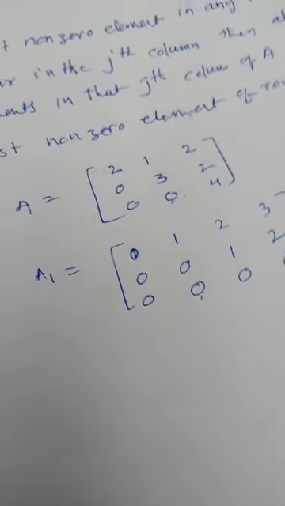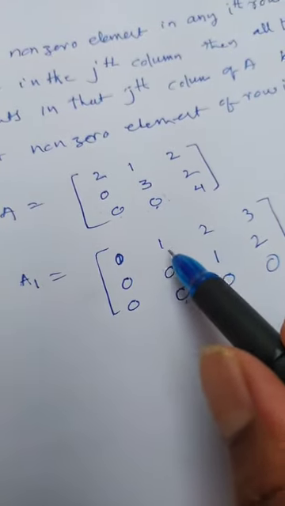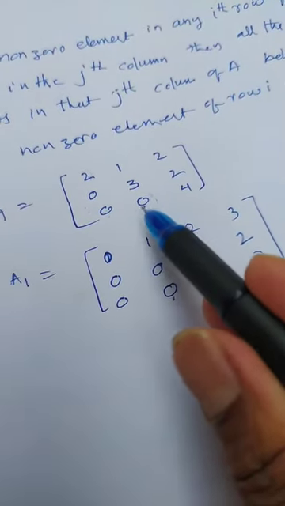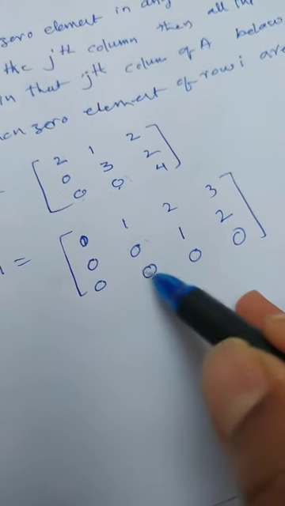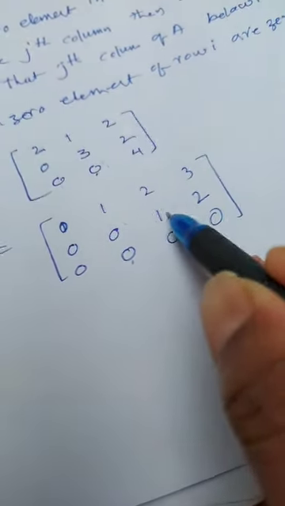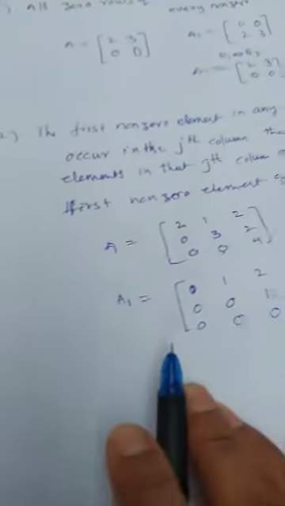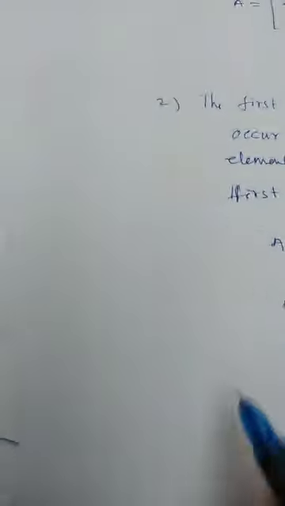And what is the second condition? If a non-zero element occurs in any row, then in that column, below the non-zero element, all elements should be 0. Here 1, 0. So this is the second property. Okay, third one. What is the third one?